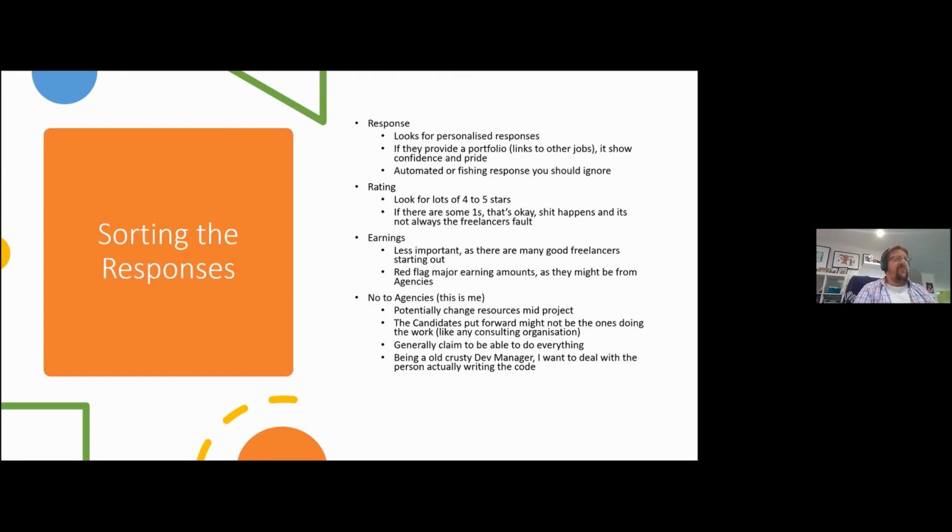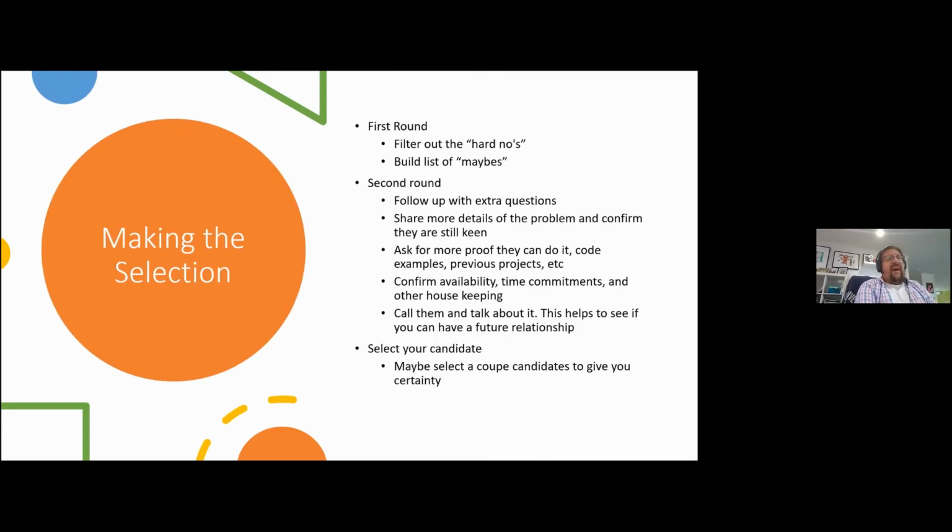Cool. So we've started to sort through the responses. How do I get through these 100? Well, there's generally hard no's. You can pick the hard no's. If any of you have done any kind of work around resume filtering, you follow this same approach, right? You've got hard no's, take them out of the pile. You have a maybe list. You then do a second round with that maybe list where you'll send out some follow-up questions.